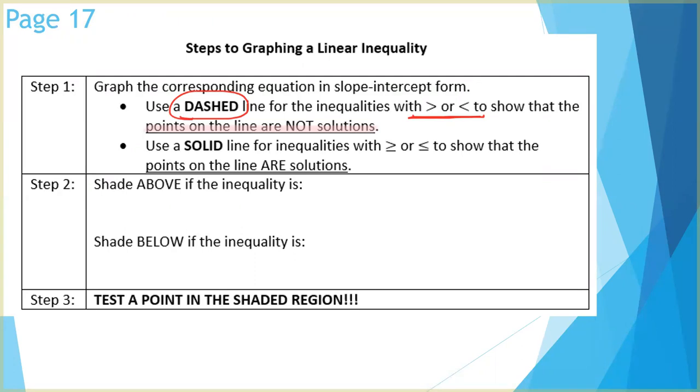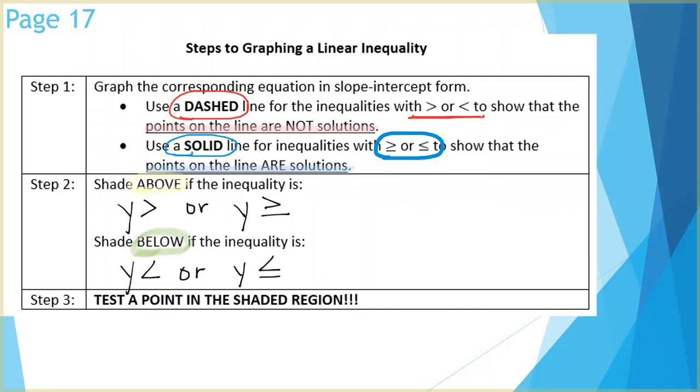But if it has that equal to line under it, when we graph it, the line is solid and the points on the line are solutions. If it's greater than and equal to, we're going to shade above. But if it's a less than or less than and equal to, we shade below.